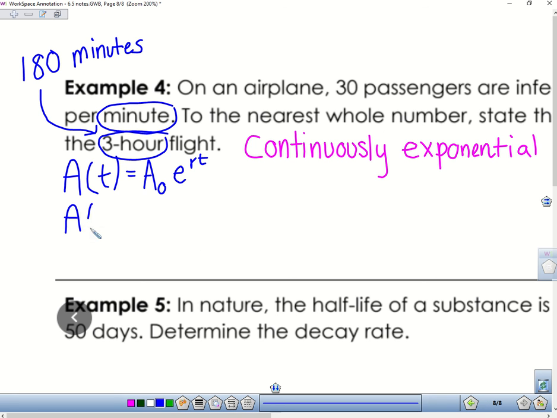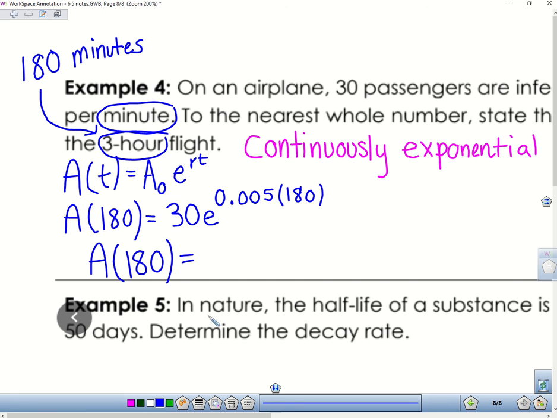So that's going to be A of 180 minutes is equal to, how many passengers are originally infected when they go on the flight? 30 original passengers times e to the rate as a decimal. Remember, you have to put another 0 in there because it's already a percent, so you have to move the decimal 2 places to the left, times t, which is 180. So does everybody understand why the decimal is like that? So then we just calculate this.